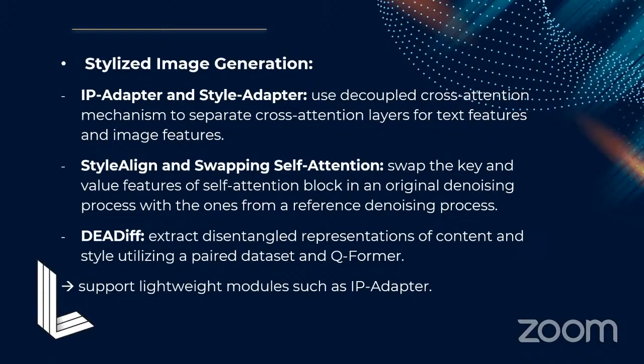StyleAligned swaps self-attention. They swap the key and value features of the self-attention block in the original denoising process with the ones from the reference denoising process. But for real-world images, they require inversion to turn the image back into a latent noise. Then it loses fine-grained details such as text and color, so it reduces the style information in the generated images.